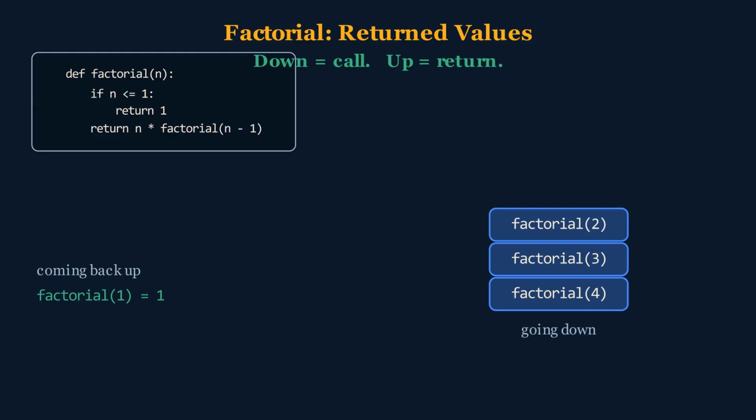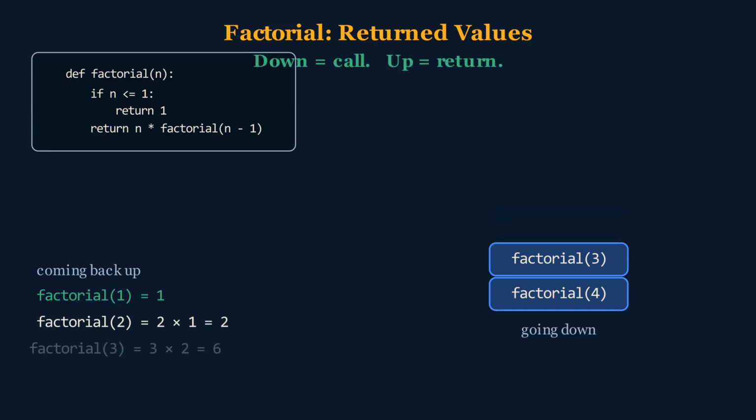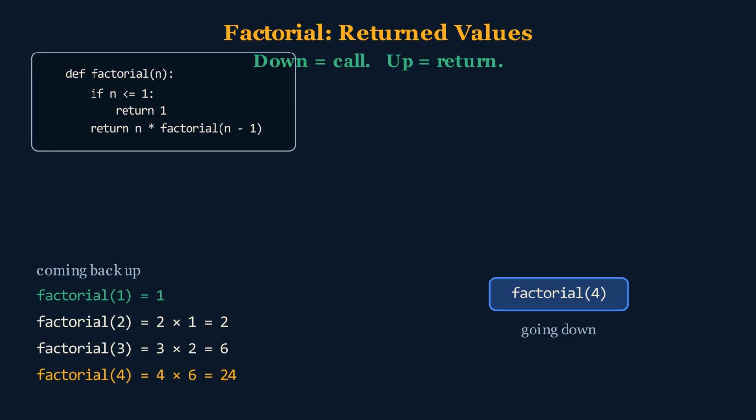5 factorial is 5 times 4 times 3 times 2 times 1. Watch factorial of 4. 4 waits for 3. 3 waits for 2. 2 waits for 1. 1 hits the base case and returns 1. Now the answers flow back up. 2 times 1 is 2. 3 times 2 is 6. 4 times 6 is 24.